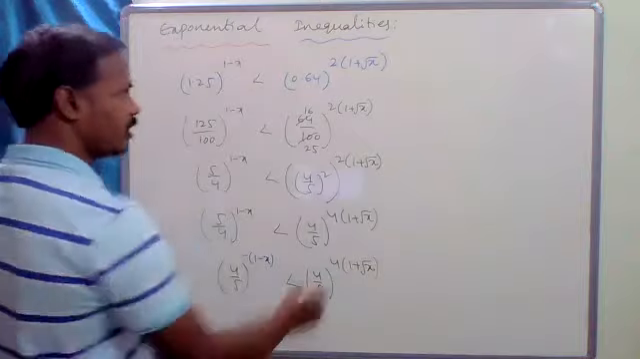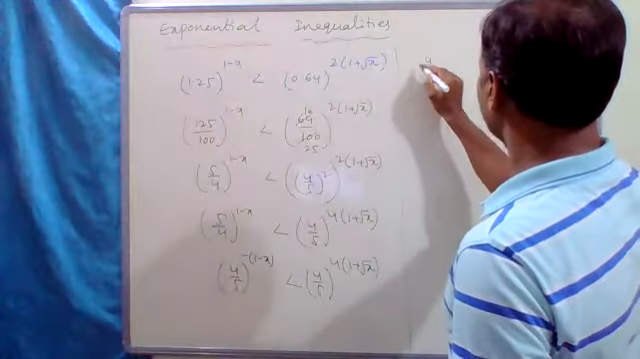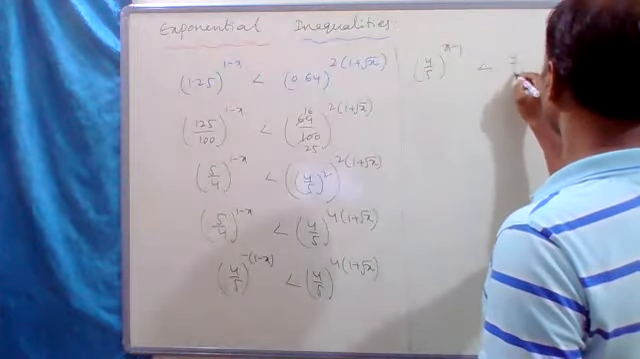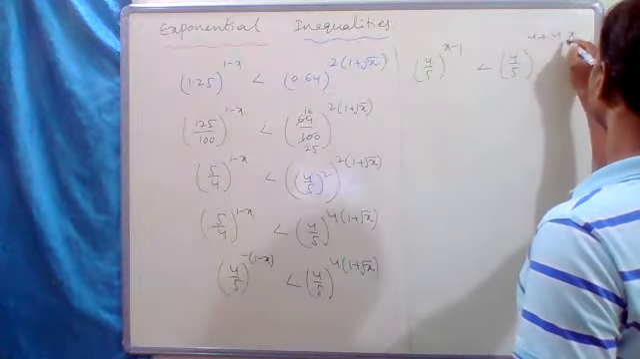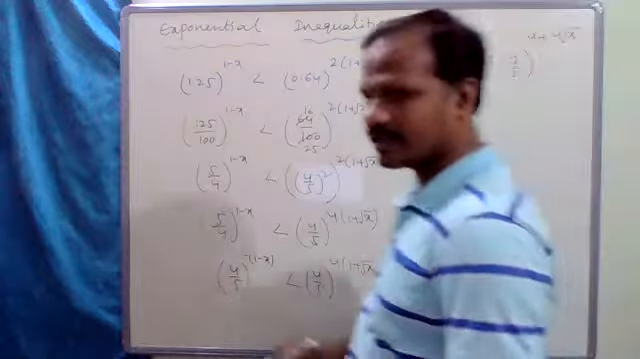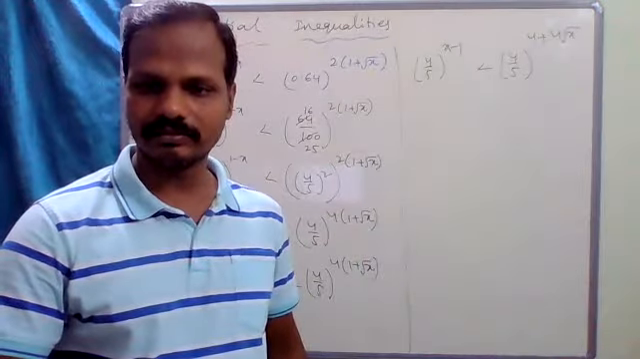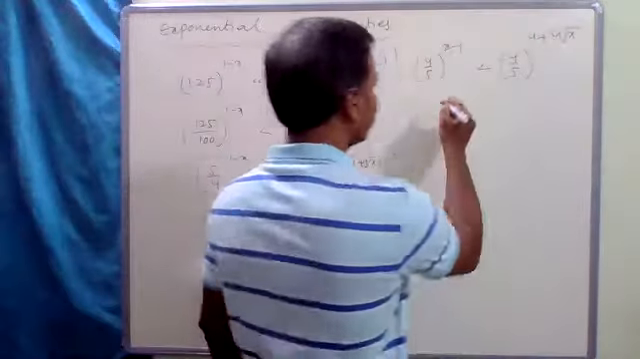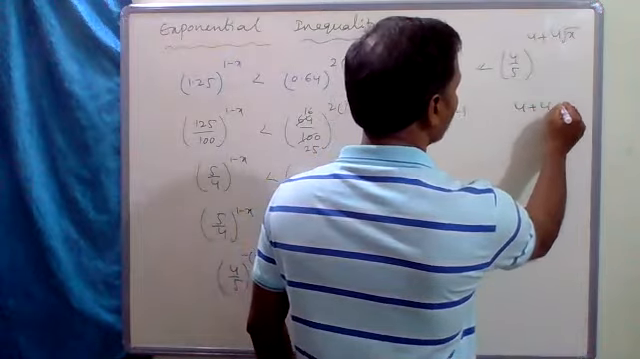Now this is 4 by 5 whole power x minus 1 is less than 4 by 5 whole power 4 plus 4 root x. Now see, bases are equal. Now what about the powers? That is x minus 1 and this is 4 plus 4 root x.